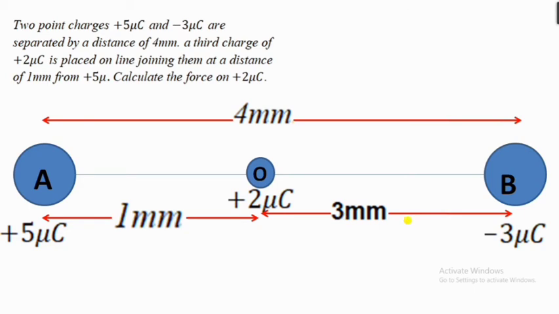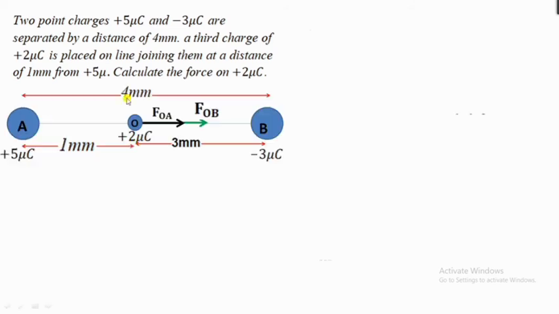I'm giving the names. Now this is positive, this is positive, so the force between them will be in this direction. So this A will try to repel this O, so FOA will be in this direction, and due to this B, now see this B is negative and this is positive, so there will be attraction. So force OB will be in this direction, because this negative will try to attract this positive in this direction, that is towards the right. So FOB will be in this direction. Now I have to find the total of these two forces. So this is the diagram.